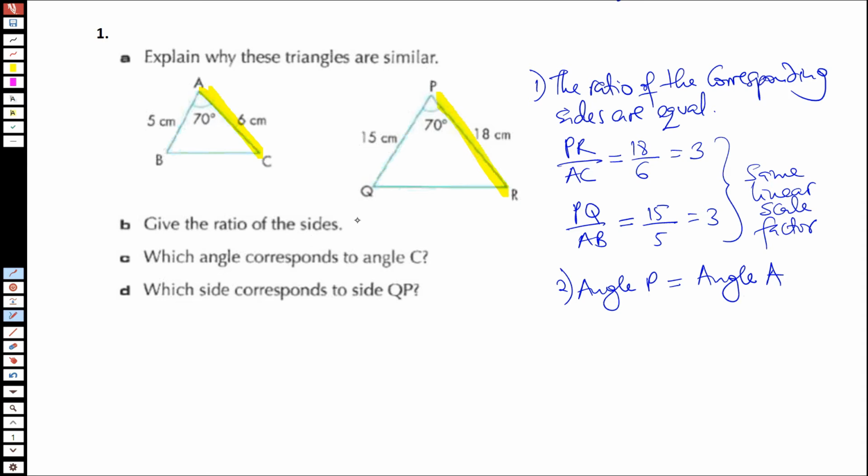So the ratio of the sides is 3, and then which angle corresponds to angle C? So we can see that angle C corresponds to that, and angle B corresponds to that. Actually, let me add that. So basically, the angle that corresponds to C is R. So you can say that's angle R. And then which side corresponds to QP? So QP will be BA or AB.